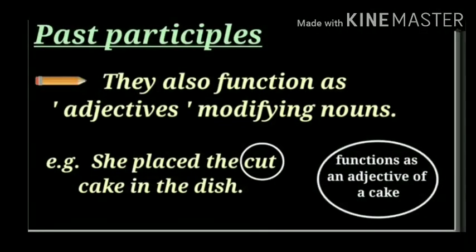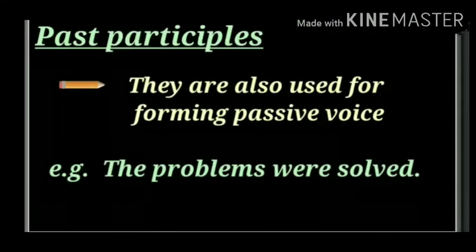So the past participles also function as adjectives modifying nouns. For example, she placed the cut cake in the dish. Here the word cut functions as an adjective of a cake. So these participles also act as an adjective in the sentence. Second, they are also used for forming passive voice. For example, the problems were solved. So the past participle we use for forming passive voice sentences also.